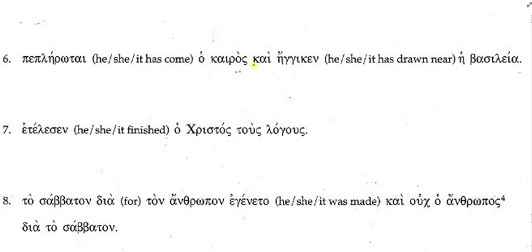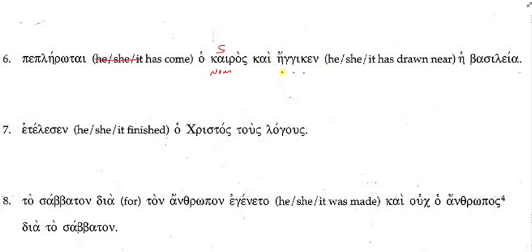Now look at ho kairos. What case is that? Nominative. So what role do you think it has in relation to the verb? Subject. Good. So what is ho kairos? So the time or the season. And then make it the subject here. The time has come. Or remember, since we have an overt subject, we don't use the pronoun. The time has come. The kairos has come.